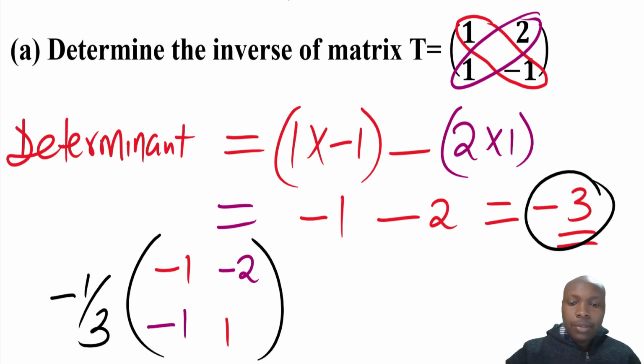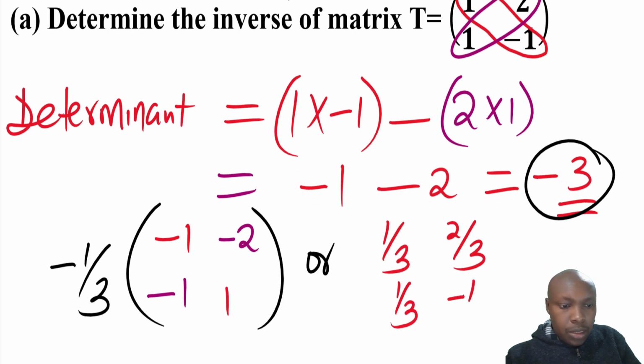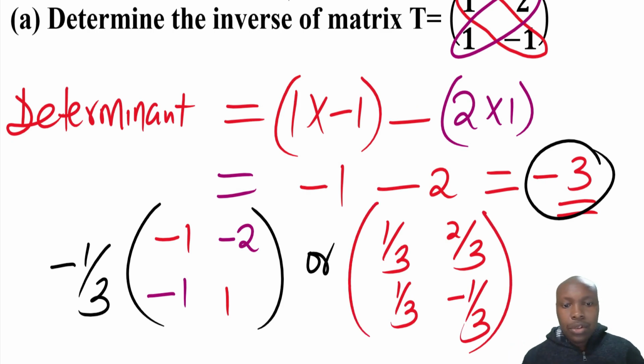So we can leave the inverse like this, or we can multiply out everything inside the bracket by -1/3, which gives 1/3, 2/3, 1/3, and -1/3. So you can leave the solution either way: multiplied out, or with the inverse of the determinant outside the brackets.